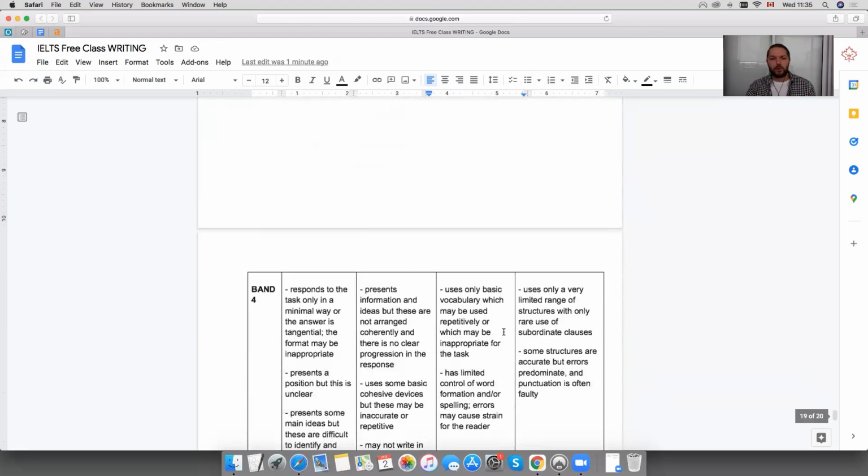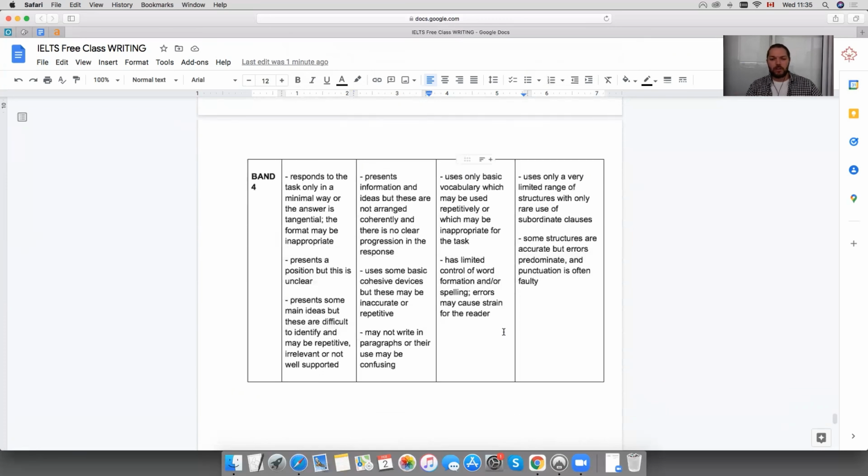Let's look at a band 4. If you were looking into the caregiver program for Canadian immigration right now, the band 4 is enough for you. That suggests that you respond to the task not very well. You don't have a full grasp or a full understanding of the question itself. You have a position, but it's not really clear what your position is. You have a limited control of word formation and spelling, so a lot of spelling mistakes, a lot of punctuation problems, a limited range of grammatical structures. So maybe you're using simple sentences repeatedly.